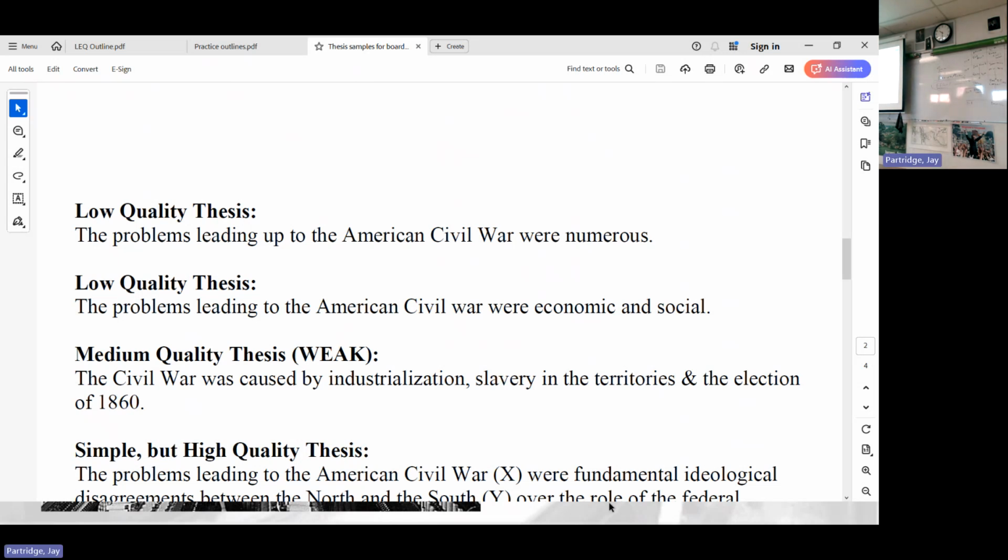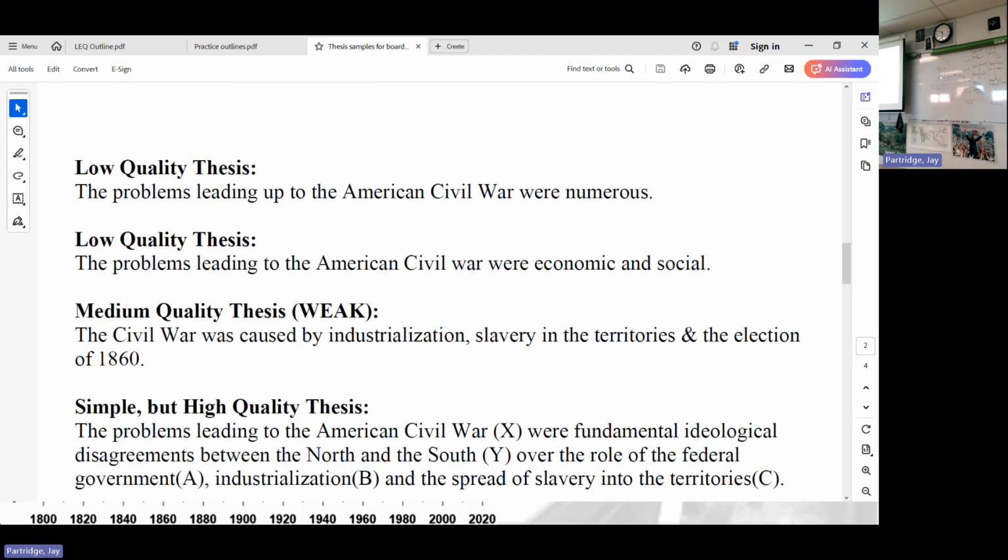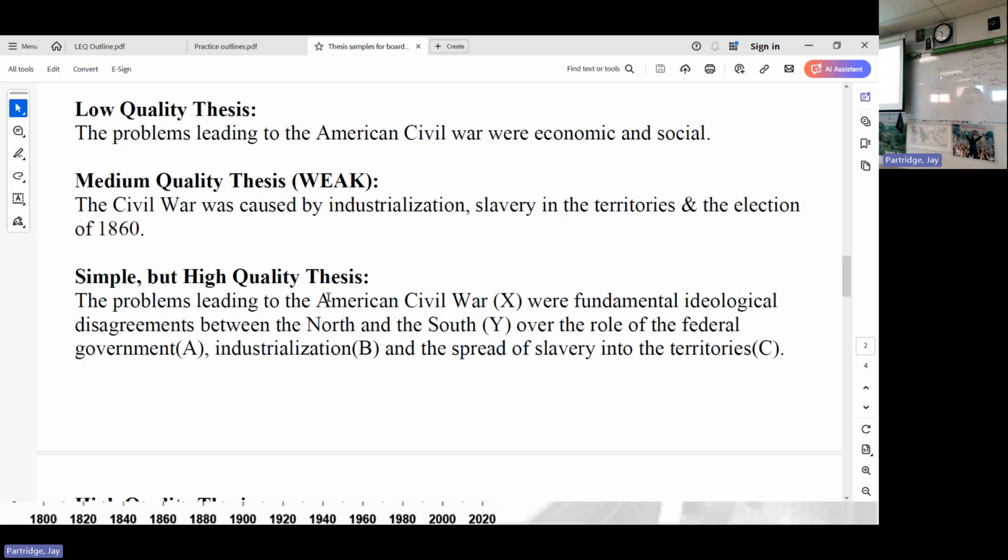People are subjective. All right, so medium quality, and this is a really common one. The Civil War was caused by industrialization, slavery in the territories, and the election of 1860. That's not a bad A, B, and C. So for a 4-paragraph essay, just A and B, whatever 2 you know the most. But you notice there's no why. There's nothing to tie it together. You make no claim. You just say, here are reasons. It's really weak. It's not terrible, it's just weak. Basically what I'm going to get is a summary. It's all right, but I want something to tie it together. Make a claim.